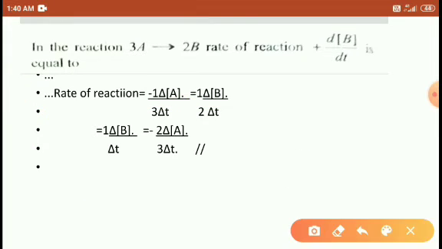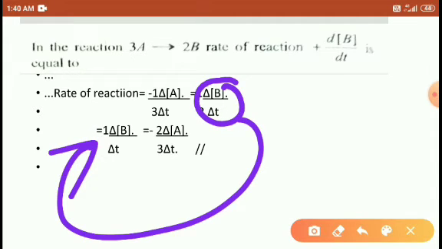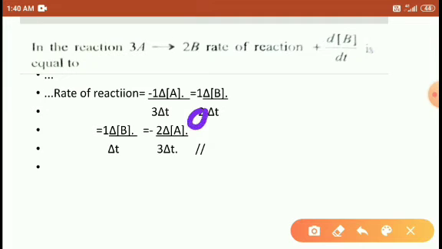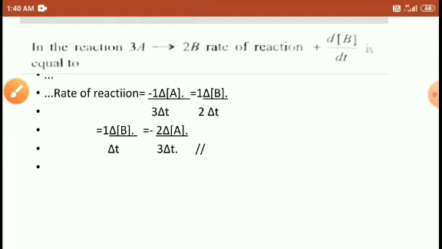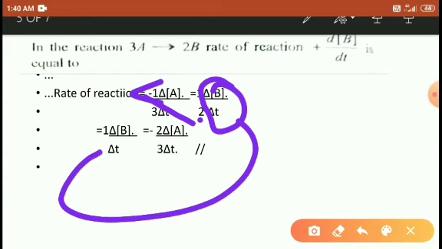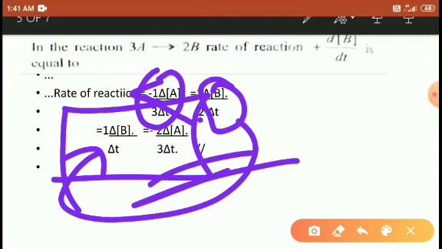What we have done here is we are taking this value outside, and this 2 moves up here. Then this value is taken outside and multiplied with 2, the concentration of A multiplied with 2, then we got 2 delta A by 3 delta T. This is the answer we got here. Yes, students?